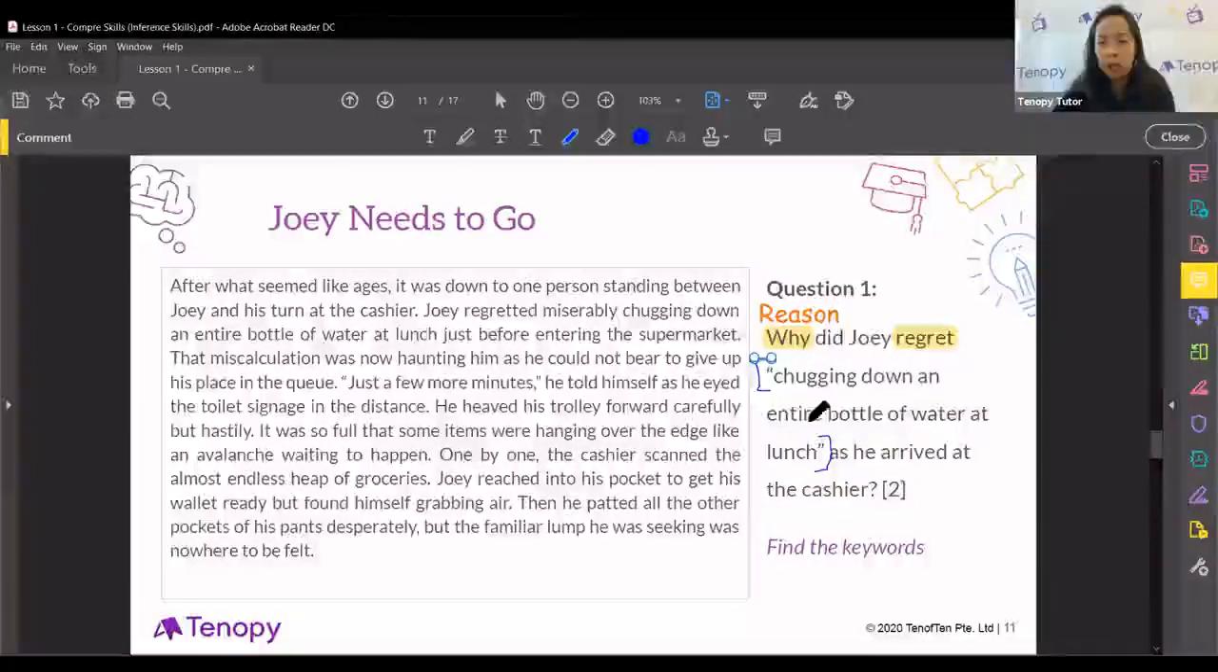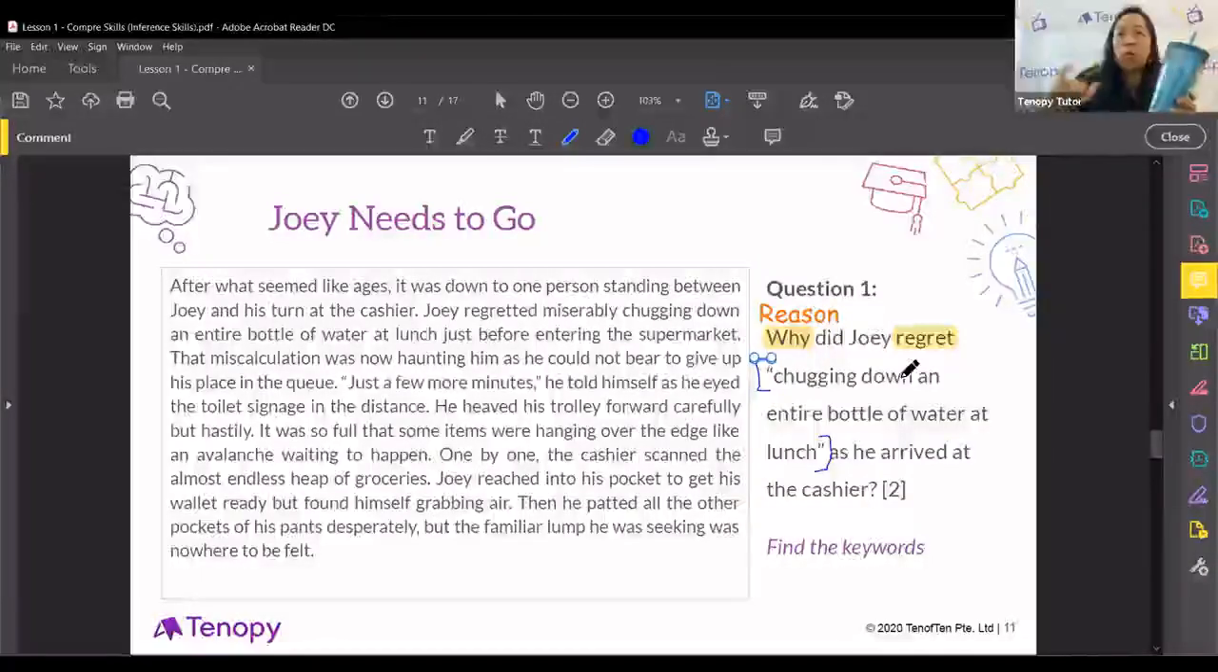Chugging down an entire bottle of water at lunch. Chugging down means to drink a whole lot of water in one go. So why did he do that, and why did he regret this action? Once we understand the question, we go back to the passage.